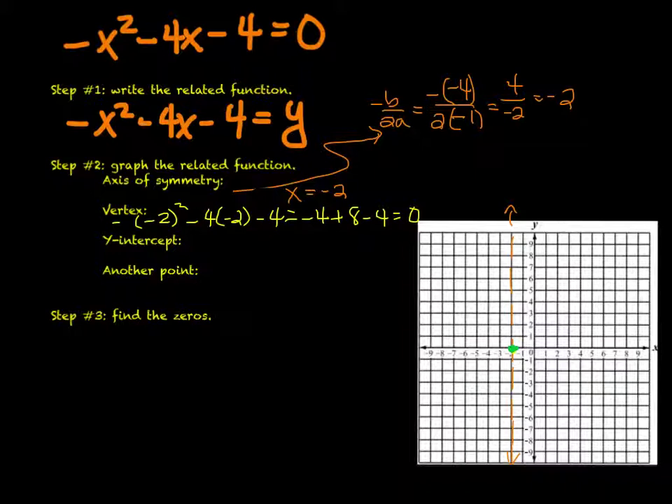Our y-intercept we can figure out by essentially saying, okay, if all the x's were equal to 0, what remains? And that would be our y-intercept is at -4. And that makes sense because our function is actually facing downwards based on this a term. And we know that's reflected across our axis of symmetry.